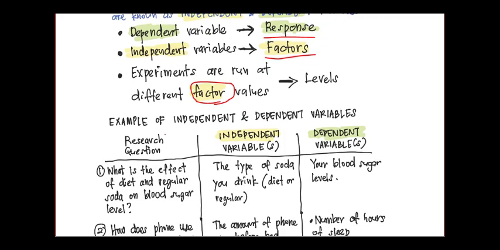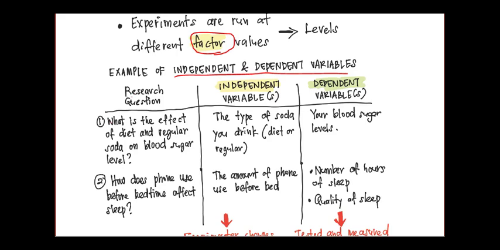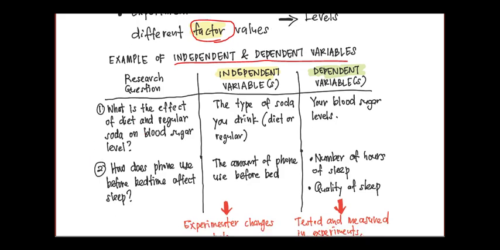Here we have a few examples of independent and dependent variables, or responses and factors. As we discussed earlier, for any study or any research, we need to have a robust research question. So the research question for the first example is, what is the effect of diet and regular soda on blood sugar level?